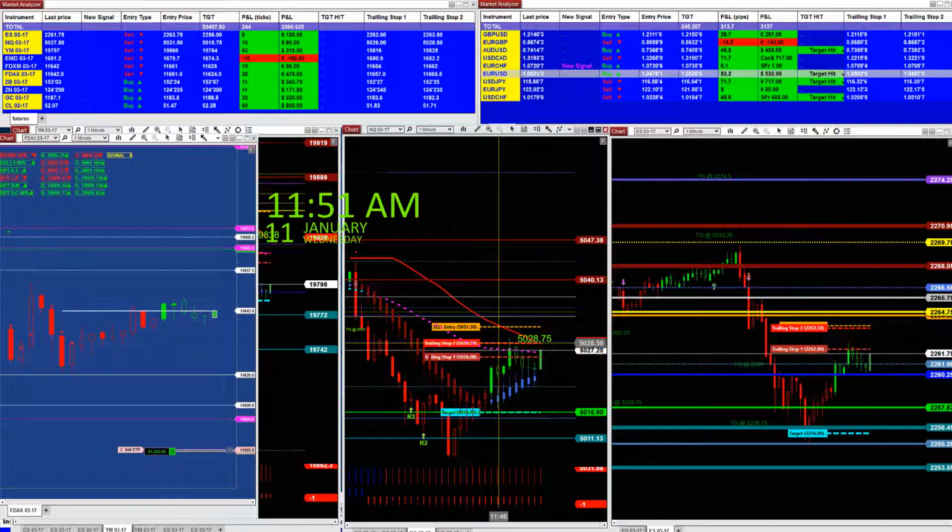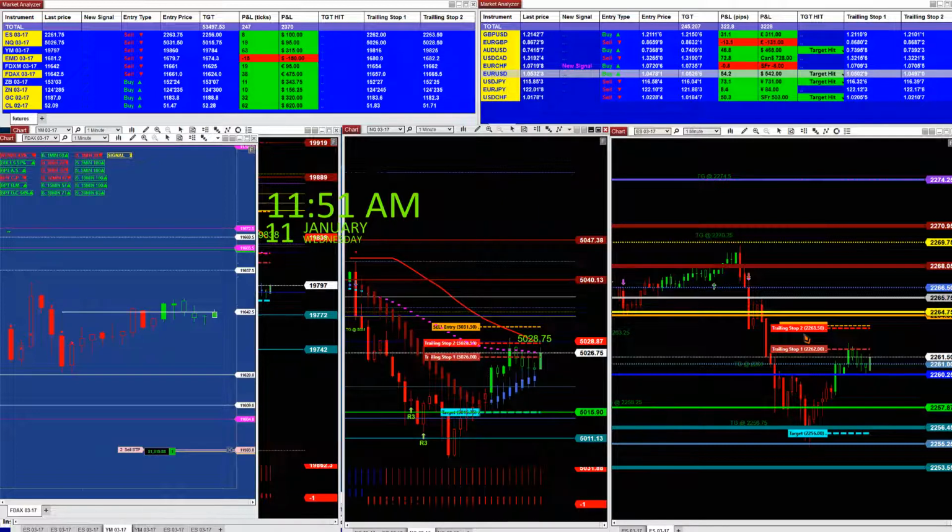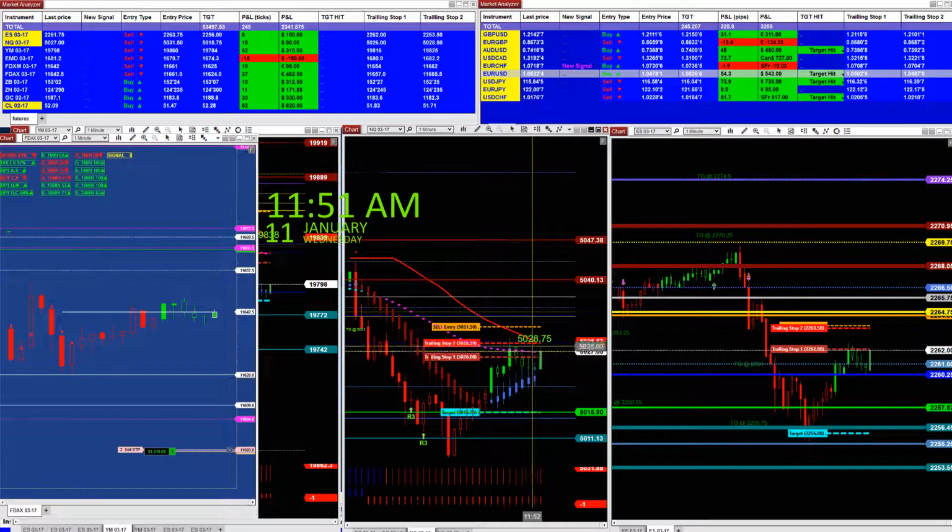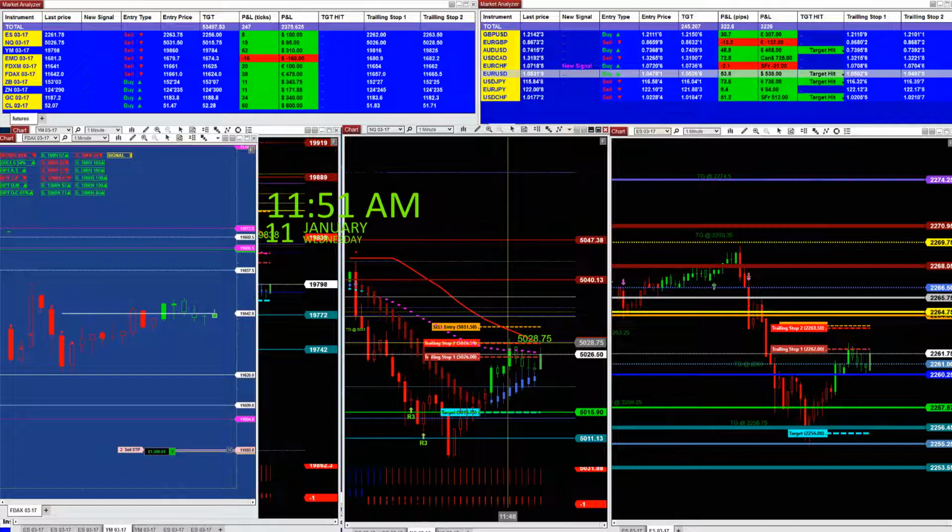Usually the market gets rejected from the first level, the minor, or the major is the trailing stop 2. So the minor is stop 1 and the major is stop 2. And you can see how this market is playing it, and playing it well. Let's look at the YM.